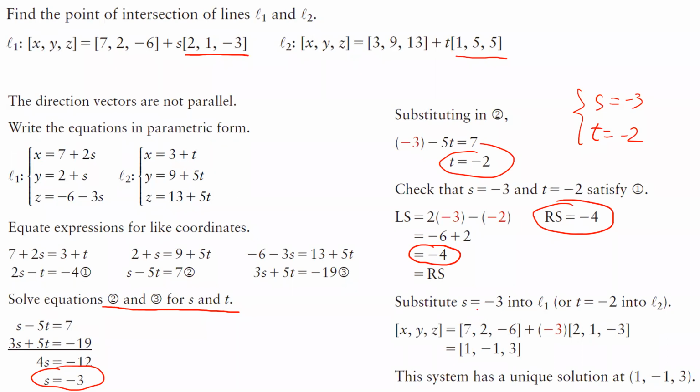Therefore, you can find the point of intersection by substituting s equals -3 into line 1 or t equals -2 into line 2. You can use either way. The point of intersection is given by x, y, z equals 7, 2, -6 plus -3 times 2, 1, -3, which is 1, -1, 3. Note that this is a position vector of that point, which means the coordinates of the point of intersection are 1, -1, 3.